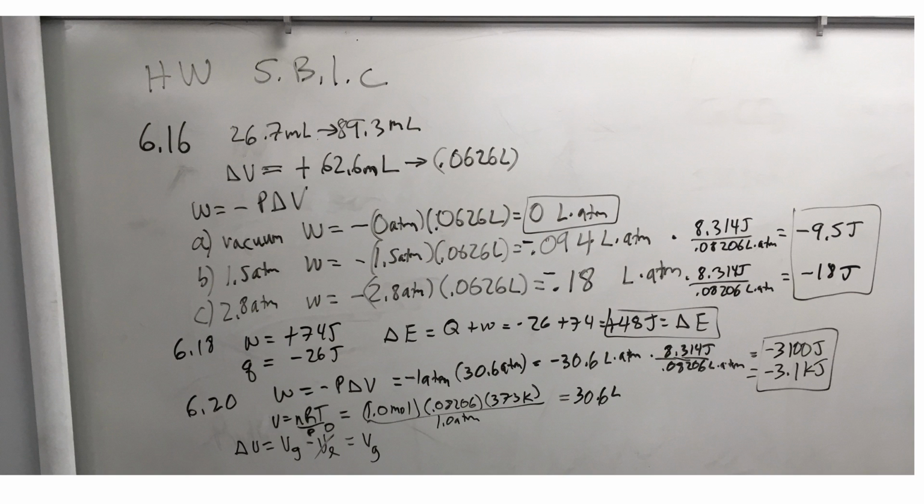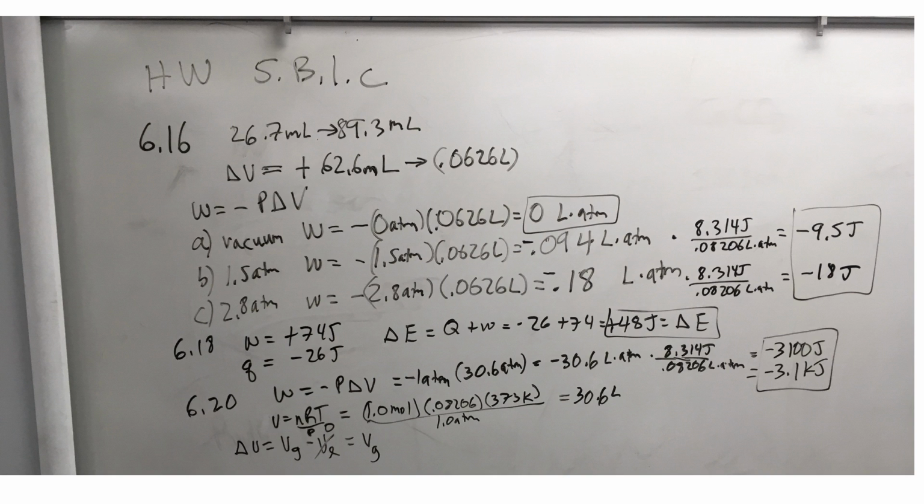We had 1 mole, we had 0.08206 for R. 100 Celsius is 373 Kelvin. The pressure is 1 atmosphere, so that's 30.6 liters. So now plugging that back in, we get work equals negative 1 atmosphere times 30.6 liters. I misspoke earlier, it should be 30.6 liters, not atmospheres.